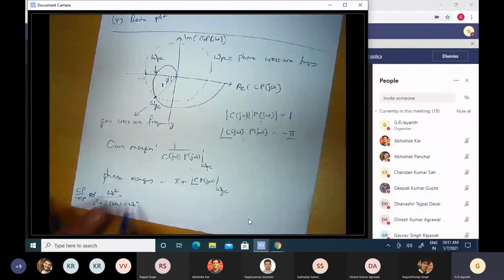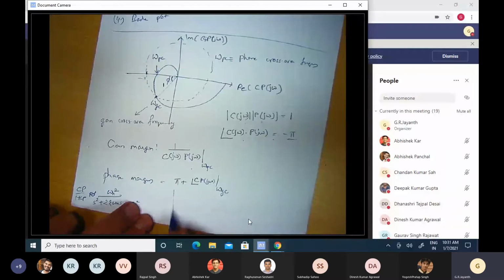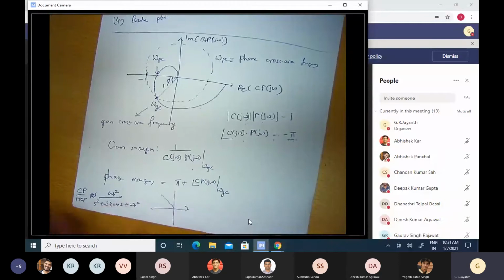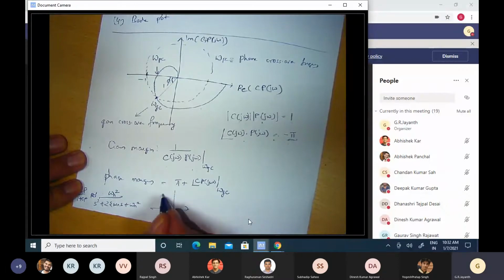So the poles of this are at, in the complex plane, I shall locate the poles of this. The real part is minus zeta omega_n, and the imaginary part is omega_n times the square root of 1 minus zeta squared. You can see this very readily by looking at the zeros of the denominator polynomial of this transfer function. So this is one pole.